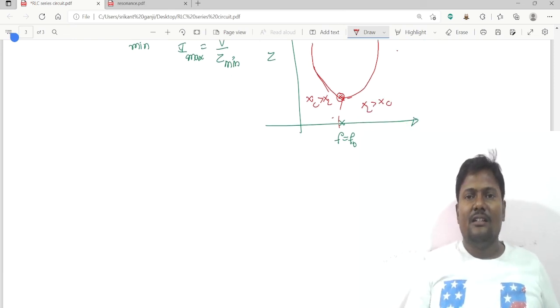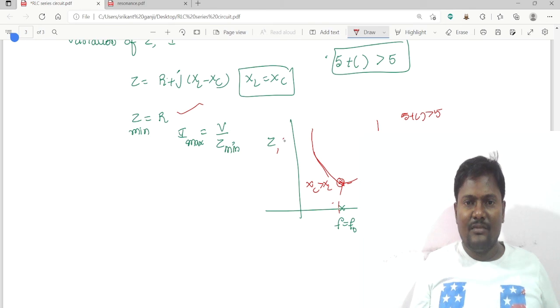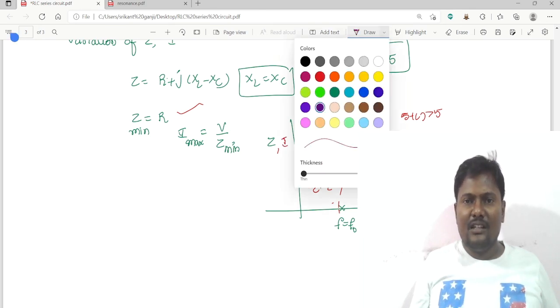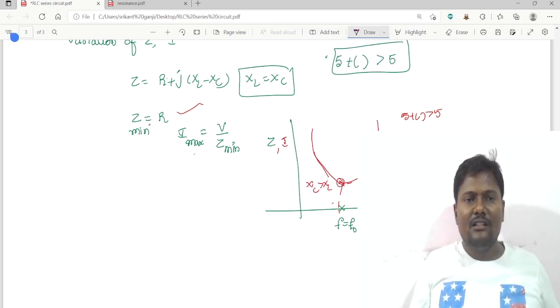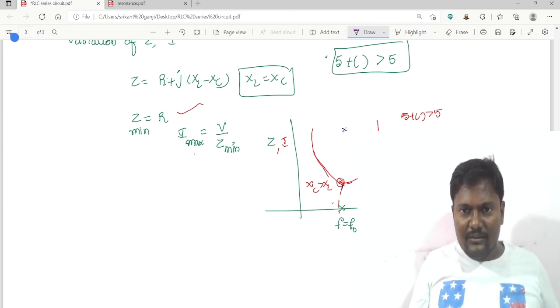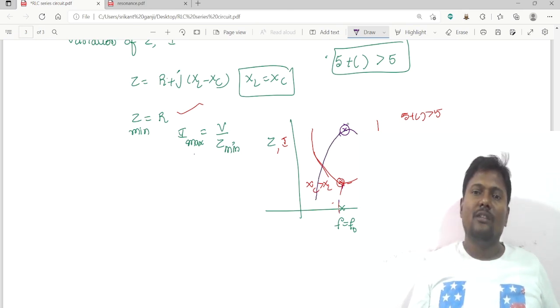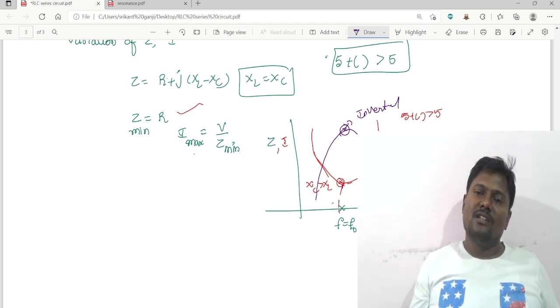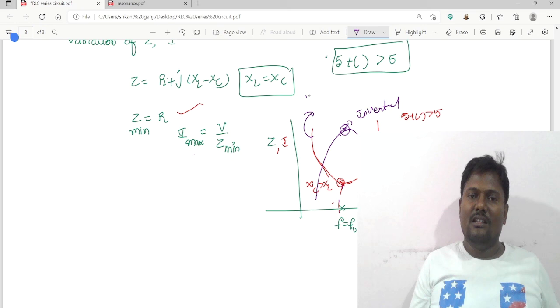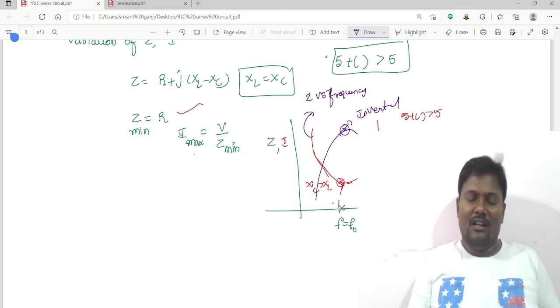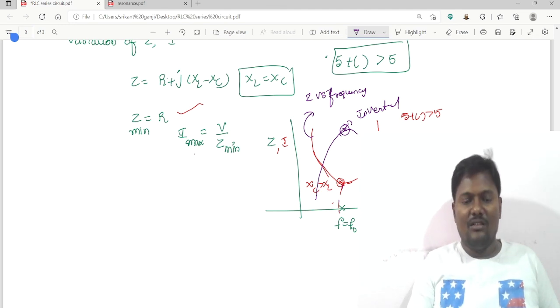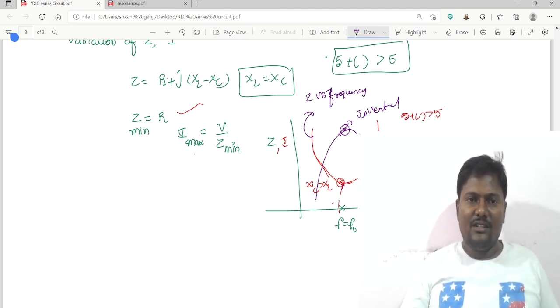Coming to the current, if I represent current versus frequency, current and impedance have an inverse relationship, so it is exactly an inverted V. This curve is called current versus frequency, and this red line is called impedance versus frequency. And this is the characteristics or variation of the impedance and current.